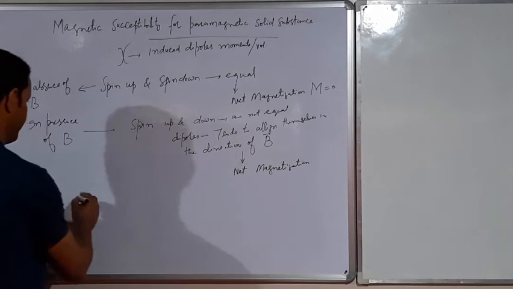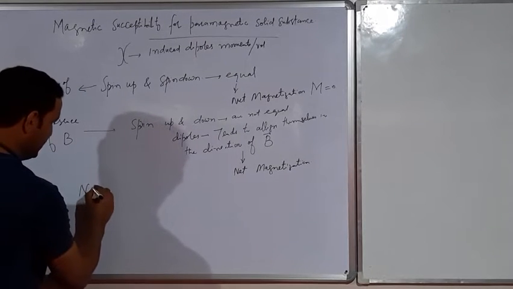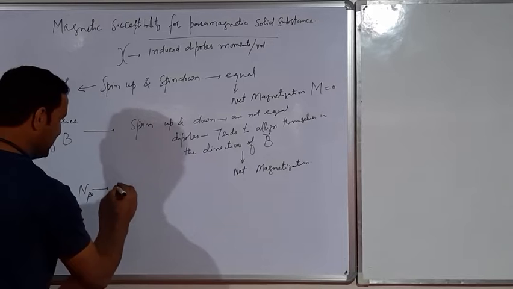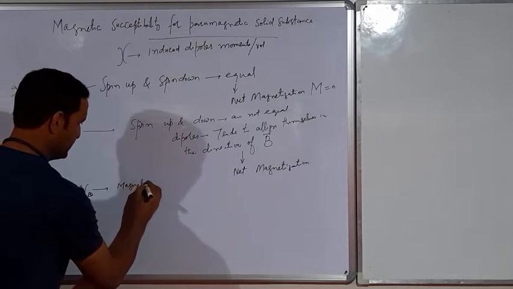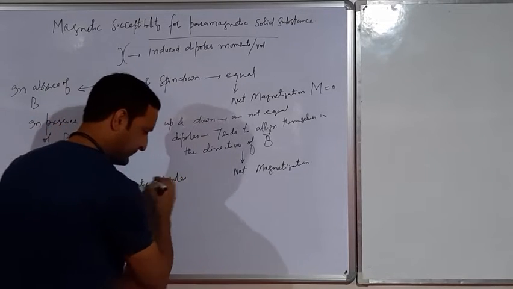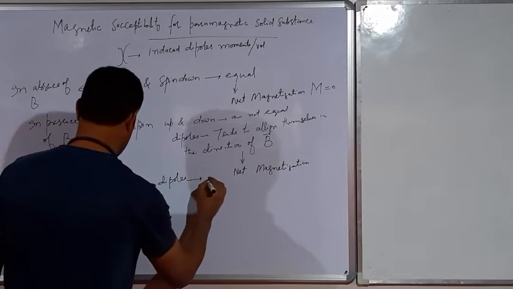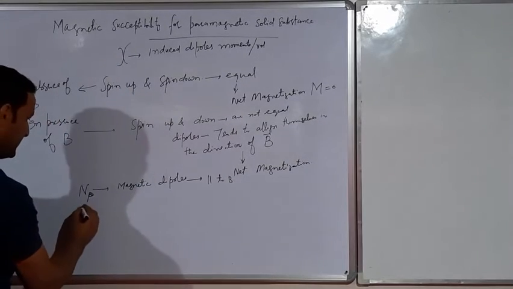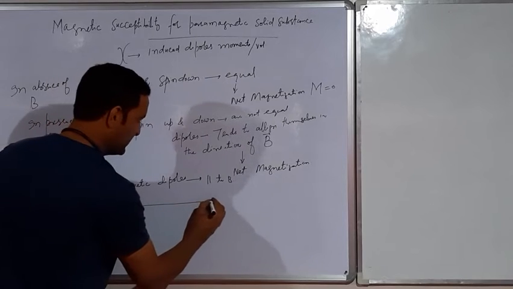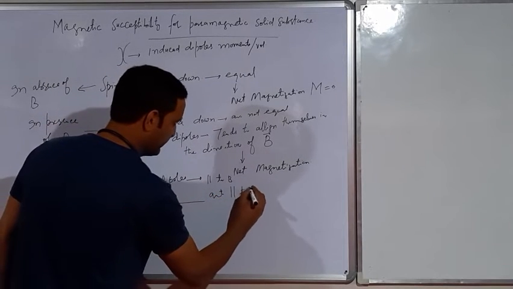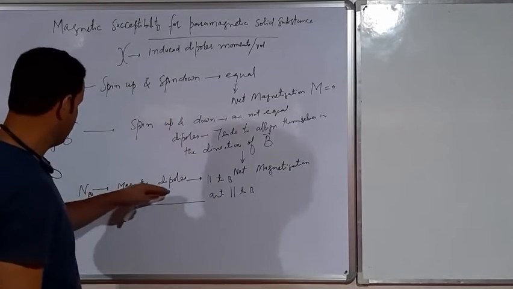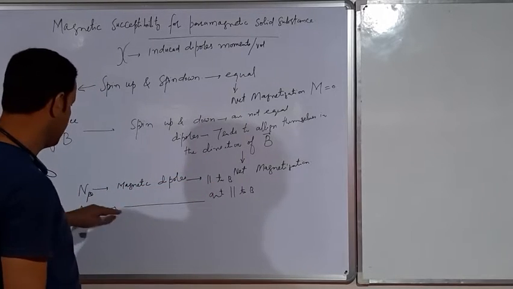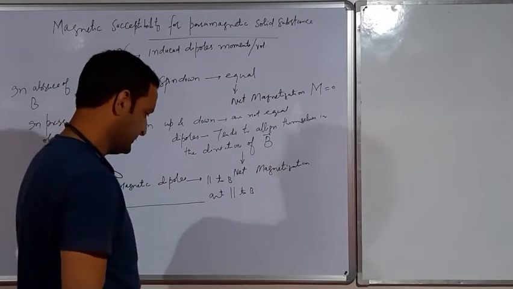And here, if Np and Na are the magnetic dipoles, Np parallel to B, that is parallel to the magnetic field, and Na are the magnetic dipoles antiparallel to B. So there is a maximum number of dipoles which are parallel to the magnetic field and can be denoted by Np, and Na are the number of antiparallel magnetic dipoles.